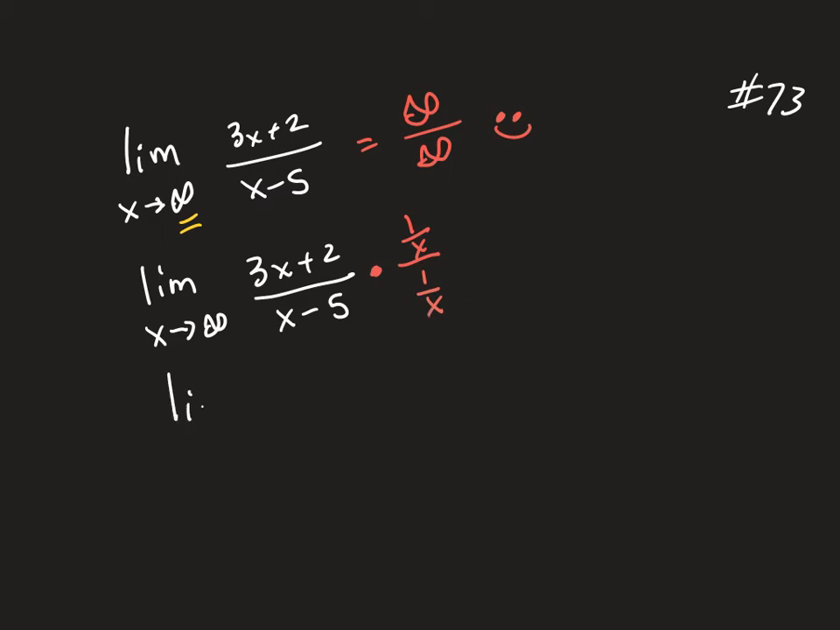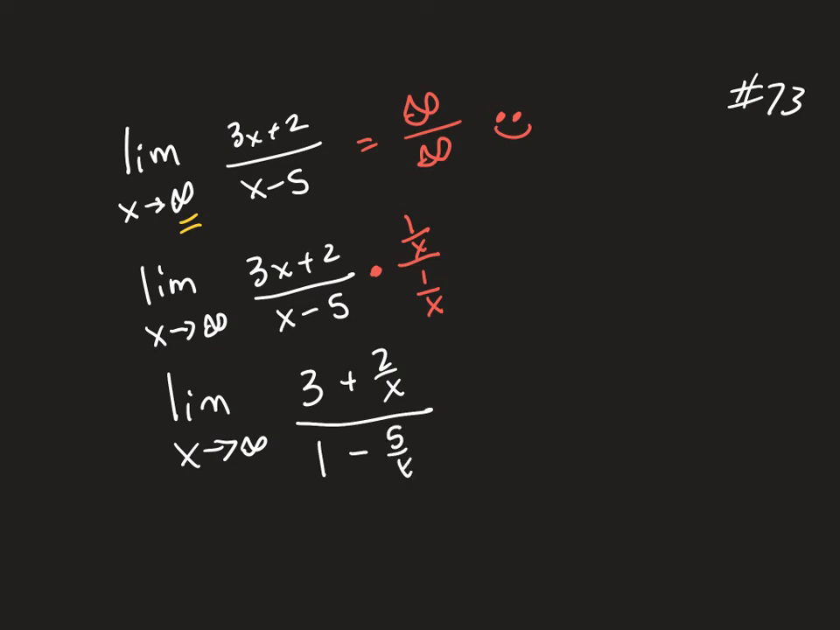When you distribute that, you get 3x times 1 over x, which is just 3. And then 2 times 1 over x is 2 over x. And when you distribute in the denominator, you get x times 1 over x, which is 1. And -5 times 1 over x, which is minus 5 over x.